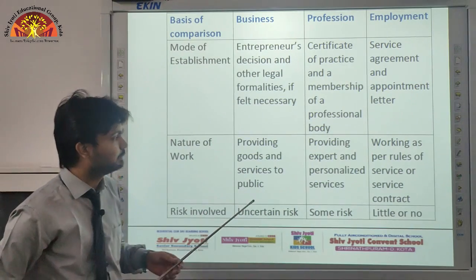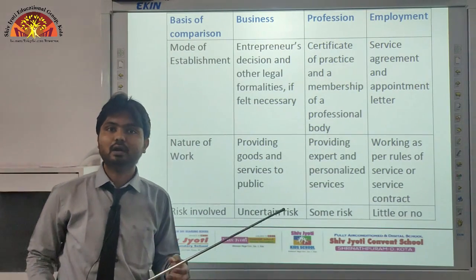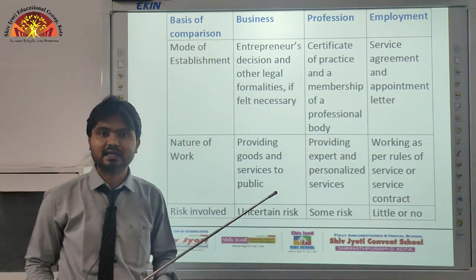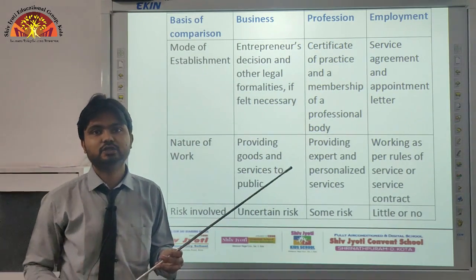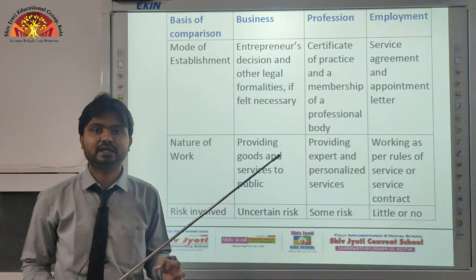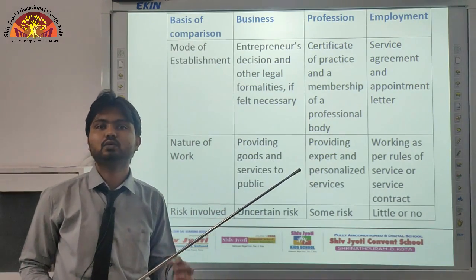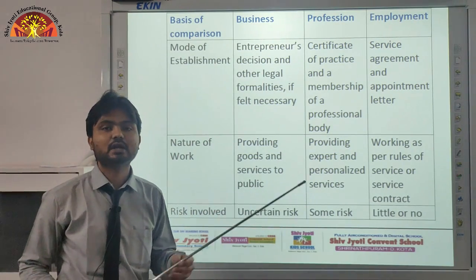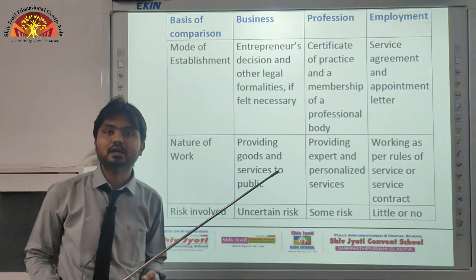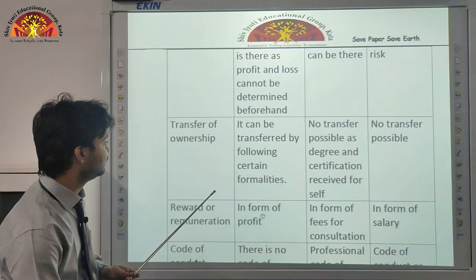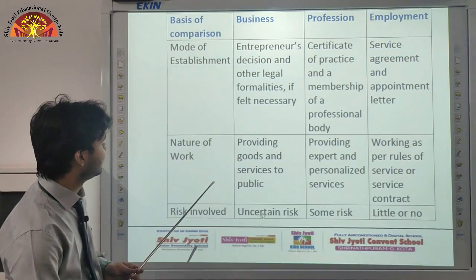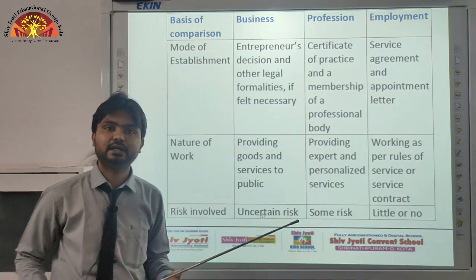Now, third one is employment. These are done on the basis of a service contract. As the instructions are received from the top management, we as individuals have to perform those activities only. We generally do not perform any other activities which are not received from the top management. Now, if we talk about the risk in the business, there is uncertainty of risk.